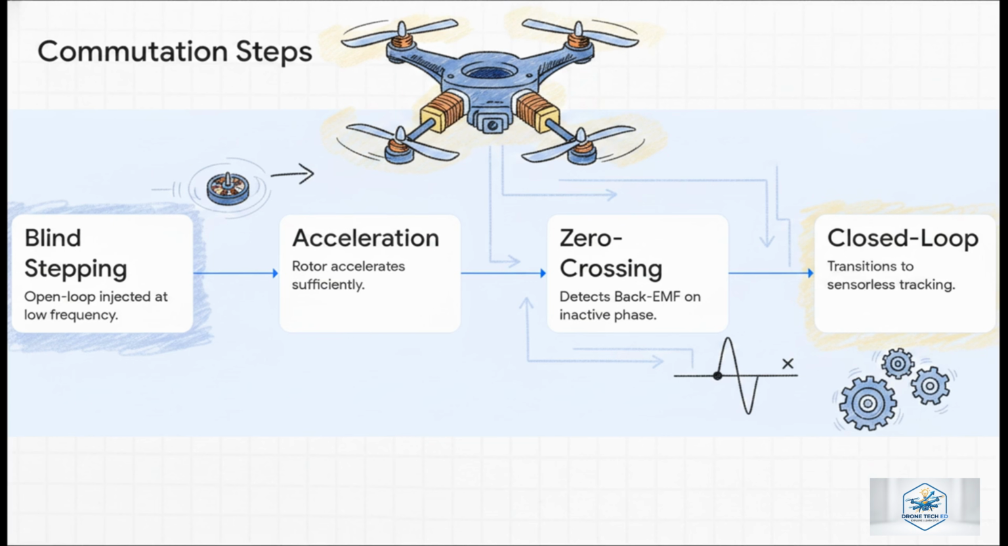Instead, the ESC cleverly uses a principle called back electromotive force. As the motor spins, it acts like a little generator, pushing a tiny amount of voltage back to the ESC. When you first start the motor, the ESC does this open-loop blind stepping just to get things spinning. But once the rotor accelerates, the ESC listens for the zero crossing point of that back EMF on the inactive wire. The second it detects that, it snaps into closed-loop sensorless tracking, timing the magnetic pulses with absolute perfection.